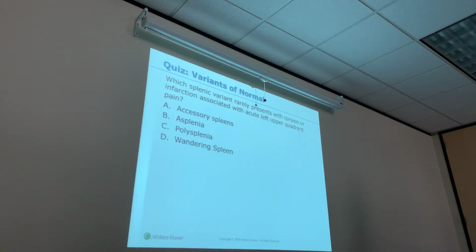The accessory spleen is just a tissue in the front of the spleen, by the splenic hilum. And it doesn't have any ligaments attached to anything else, so you can't have torsion. Cannot. Whereas with the wandering spleen, you can, because you have the ligaments.